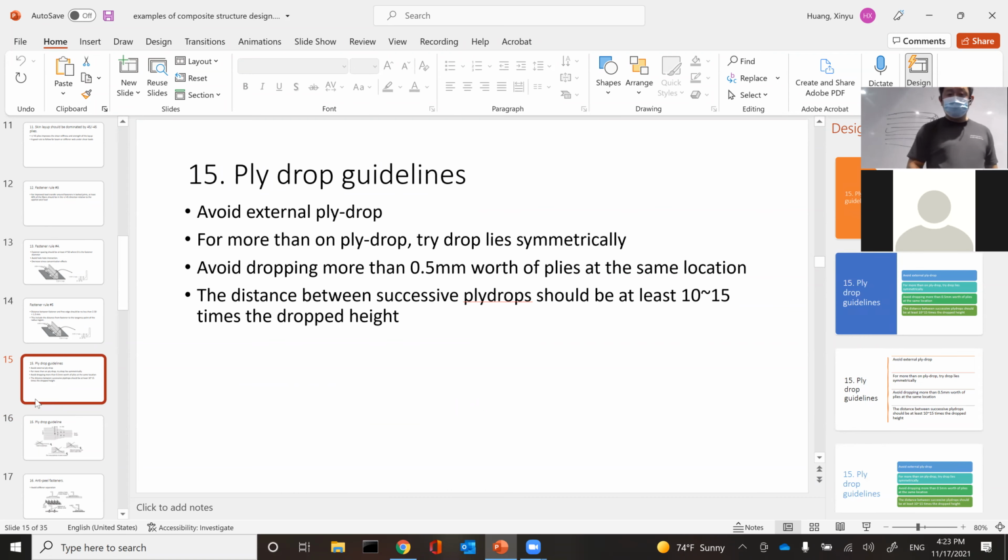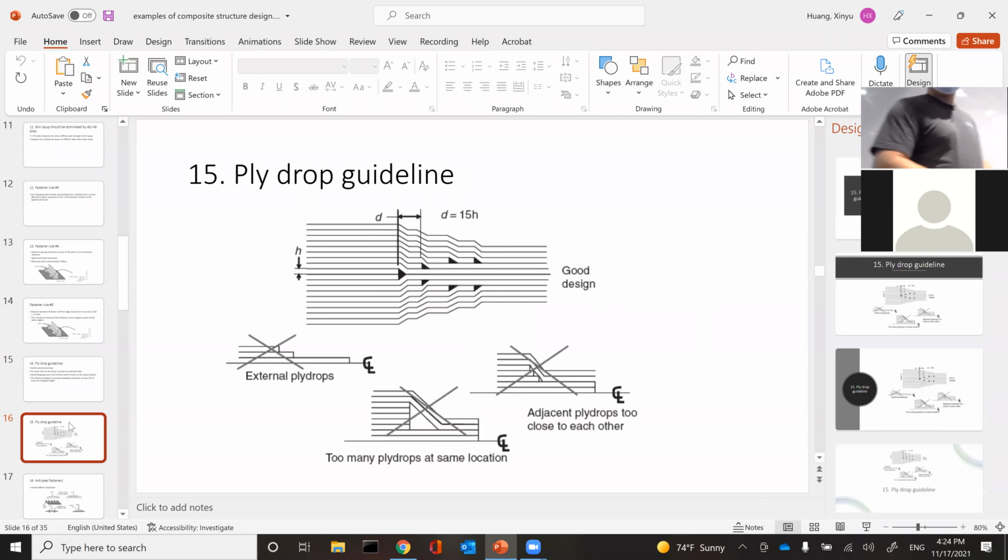For more than one ply drop, try to drop plies symmetrically. That means you drop from either side. And the top picture here is a very good example of a symmetric ply drop.